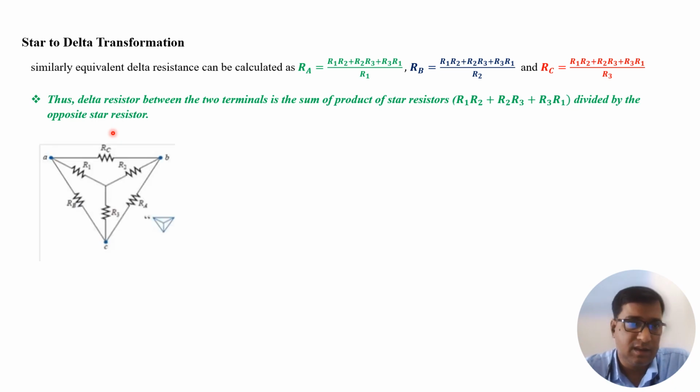We'll see here. For example, if we have to find the value of delta RC, then the numerator will be the same, means the sum of products of all three, R1 R2, R2 R3, and R3 R1. But the division will be by the opposite branch. If we have to find RC, then we divide by R3. If we have to find RA, then we divide by R1. If we have to find RB, then we divide by R2. The numerator will be the same in all three cases.